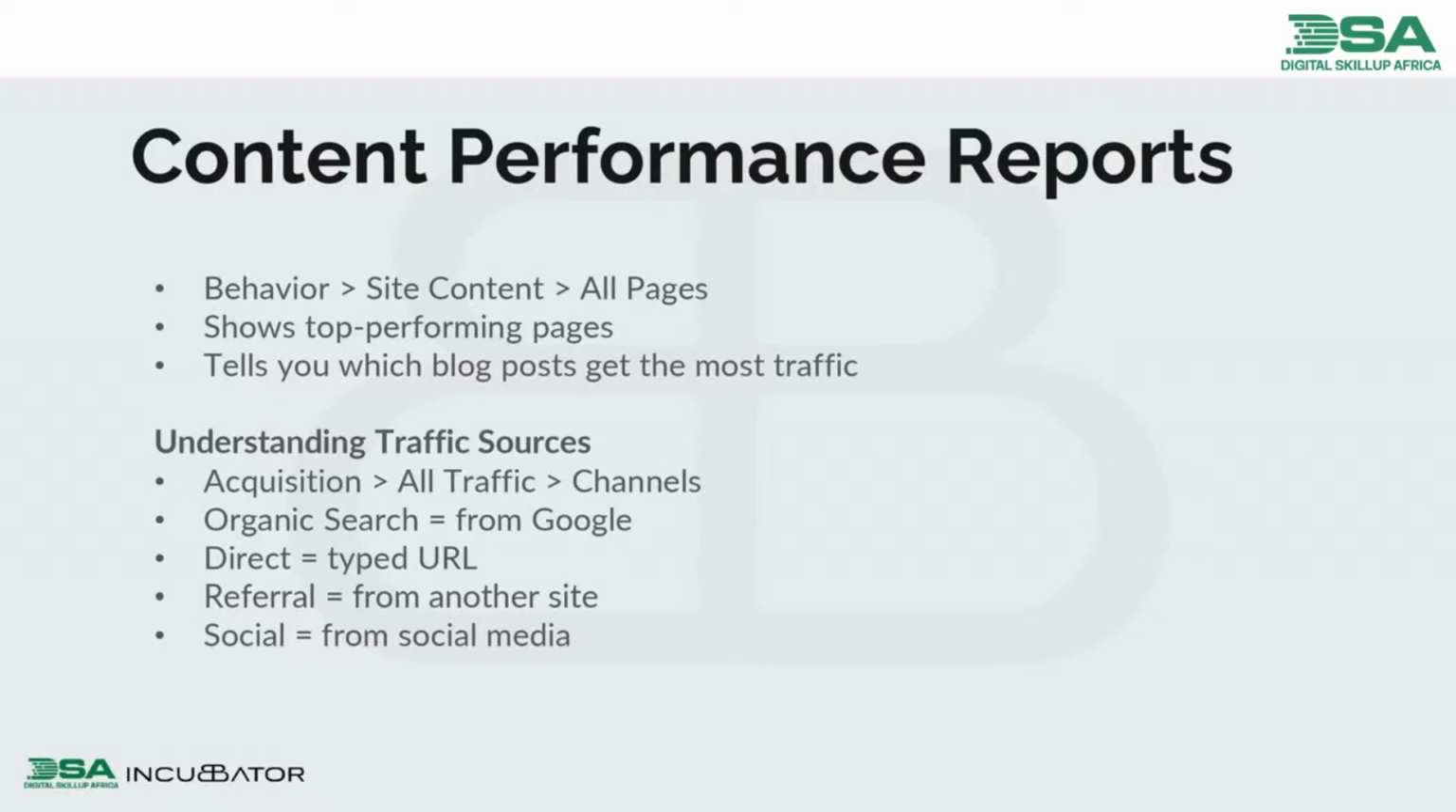All right, so the next is content performance reports. So you see behavior, content, you would see all pages. It would also show you top performing pages. Then you would know that, oh, that means we should repurpose more of these articles, more of these pages, so that we can have more visits. So it also tells you which blog post gets the most traffic.